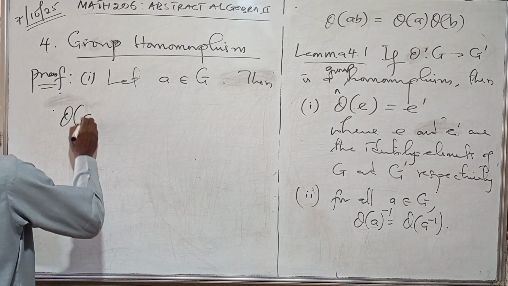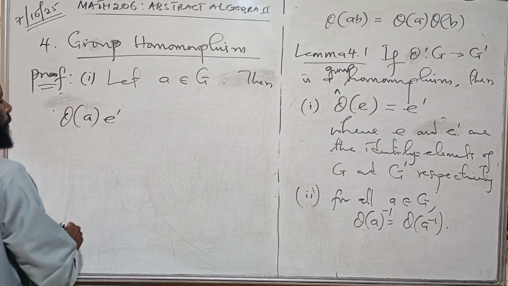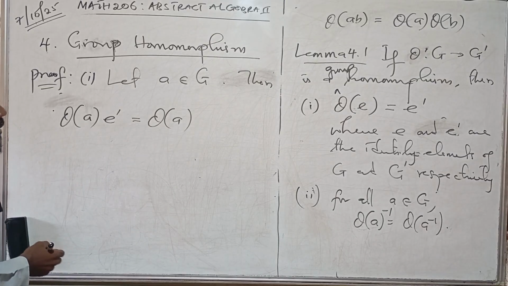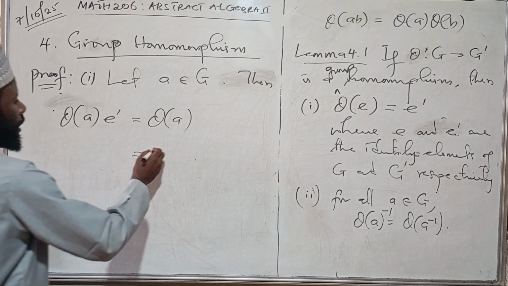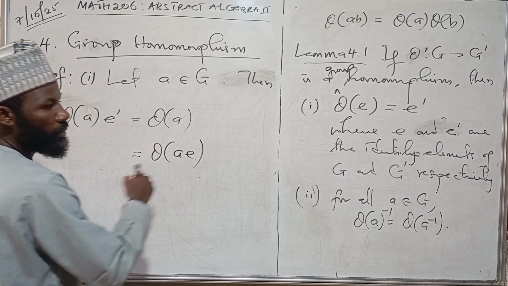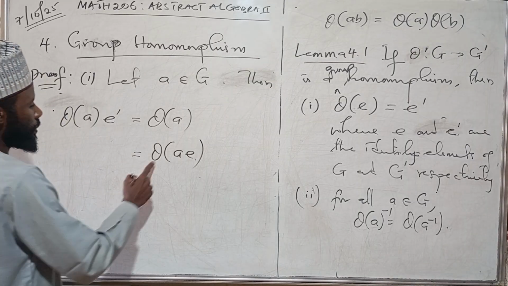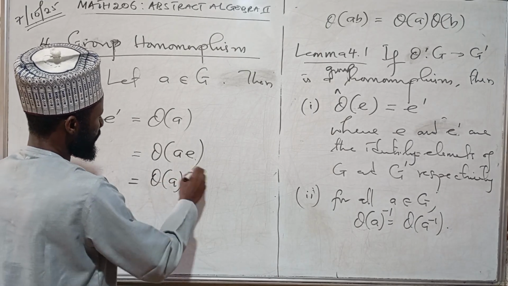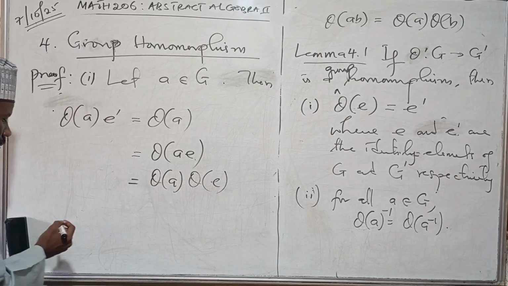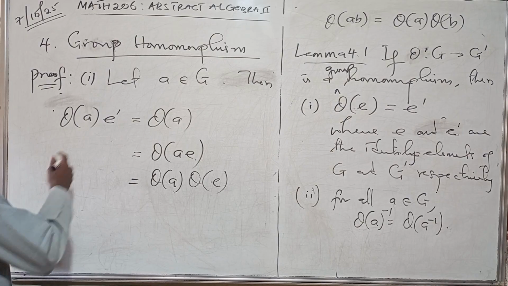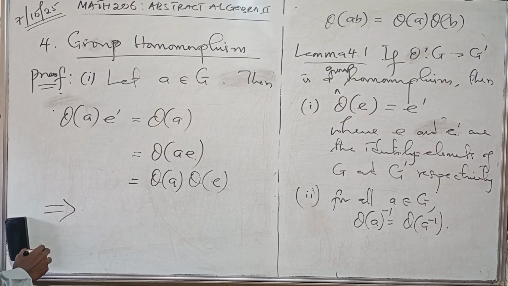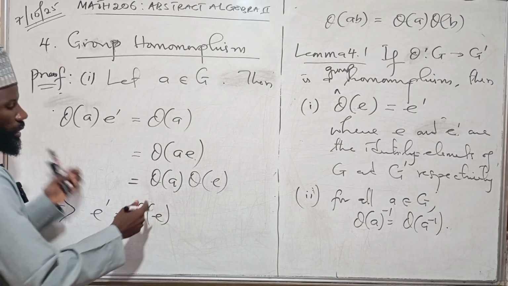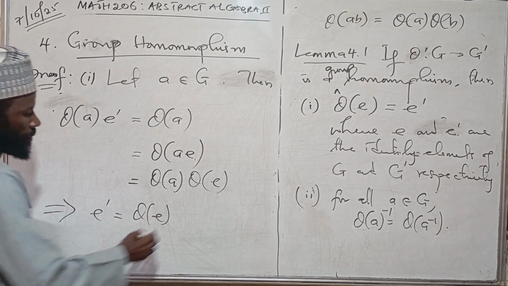So then if I multiply the image of A with E prime, I get the image of A, because that is what identity is doing. But here, this is theta A. And that is because of the homomorphism property. So by the defining property of homomorphism, we have this. But then by left cancellation in G prime, this will imply that E prime is equal to theta E.